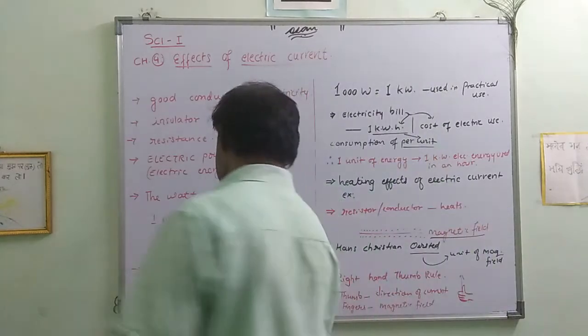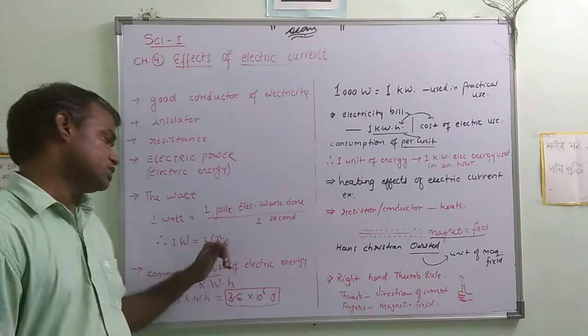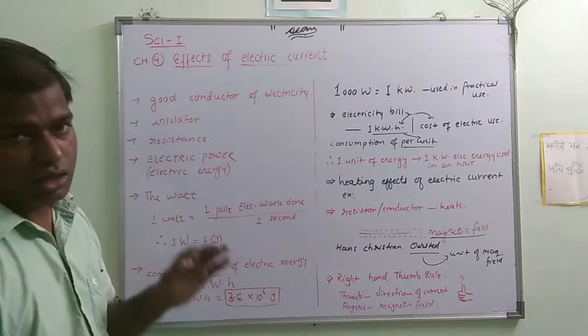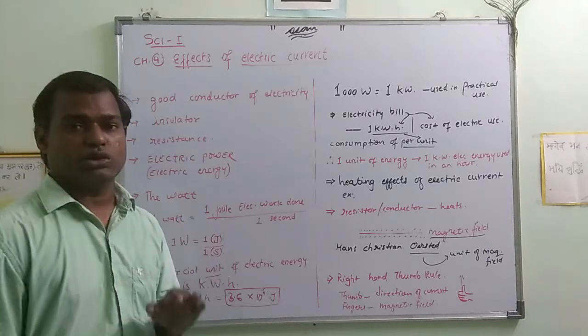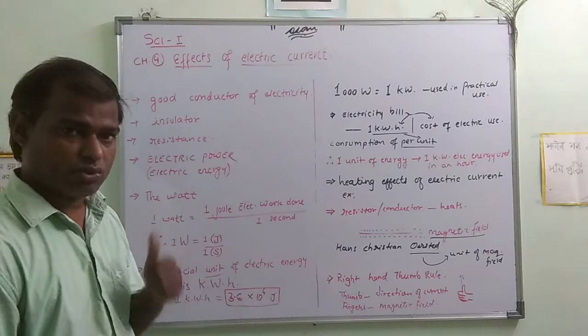Clear? So formula goes this way. 1 watt equals to 1 joule upon 1 second. 1 joule of electric work done in 1 second is called 1 watt.